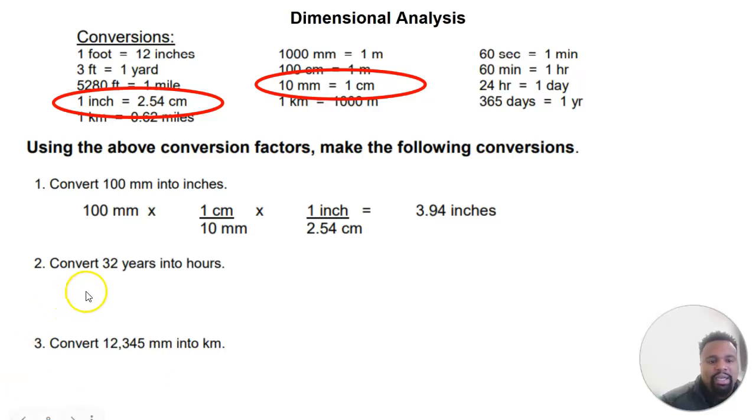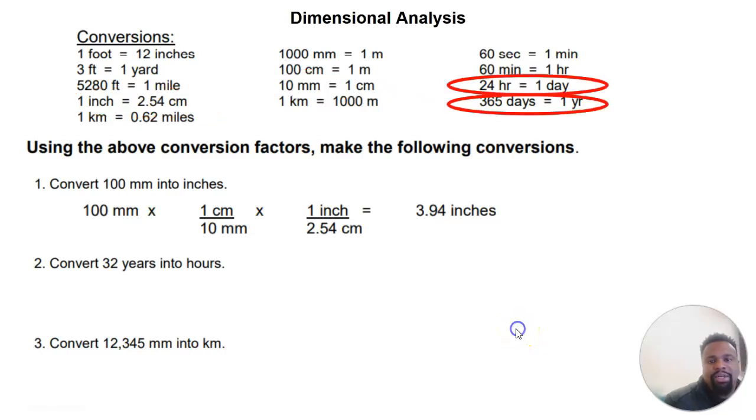All right, let's take a look at this one. Convert 32 years into hours. So we're going from years to hours, so we need to look at our conversion chart. Let's see what will help us here. We know that there's 365 days in a year, and there's 24 hours in a day. So we started at years, going to hours.